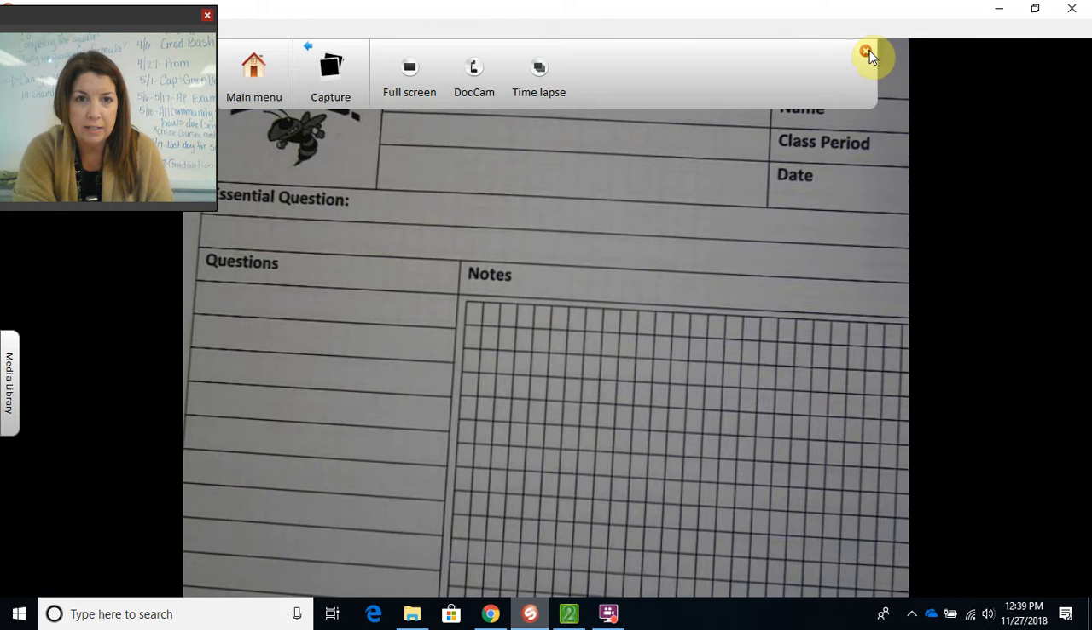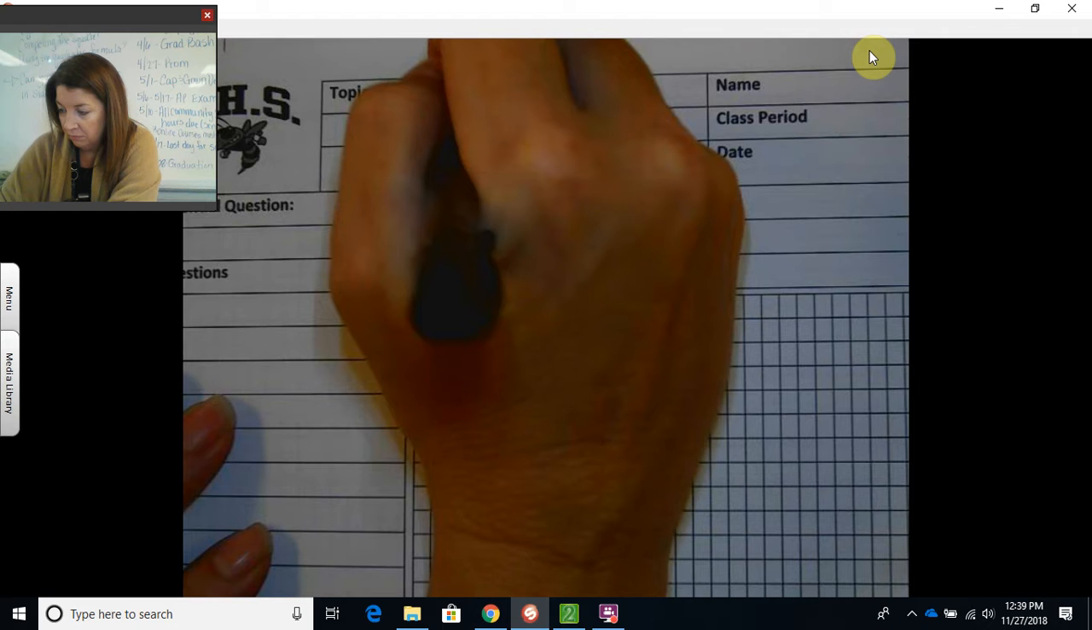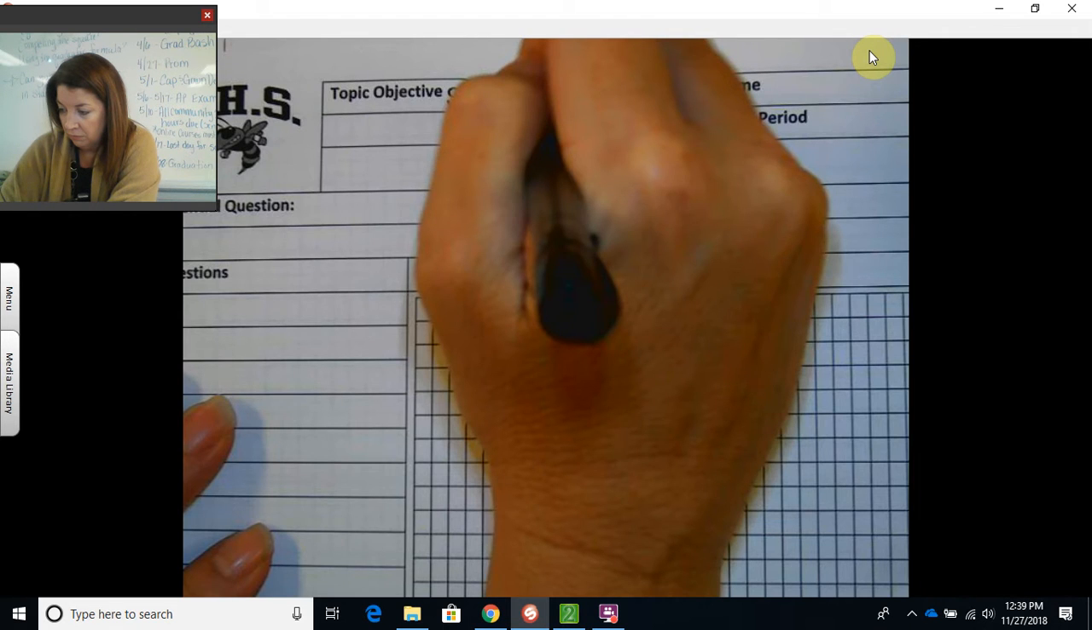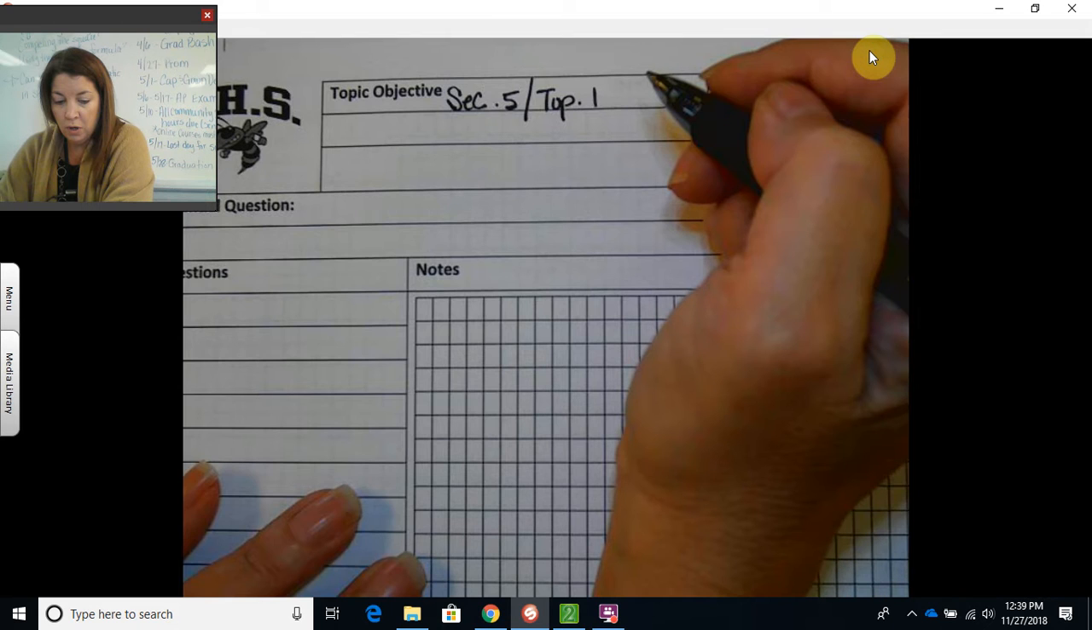Alright, so the topic today, this is from section 5, topic 1. And the topic is graphing quadratics in standard form.